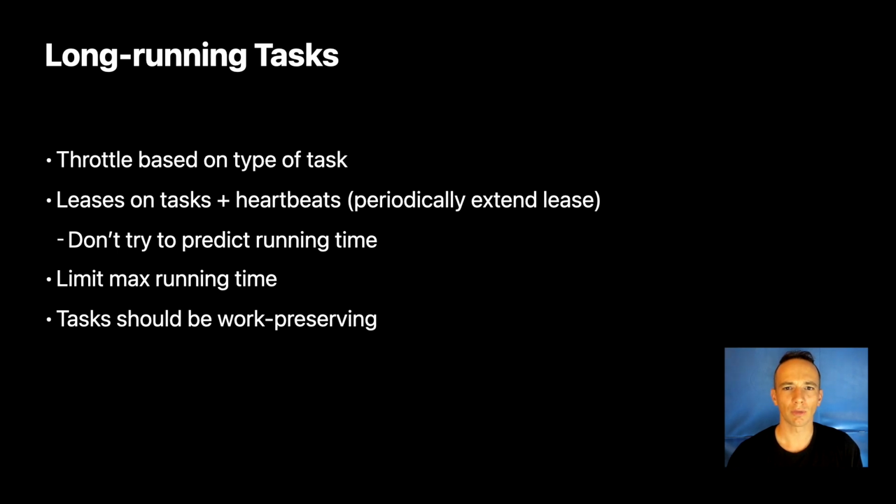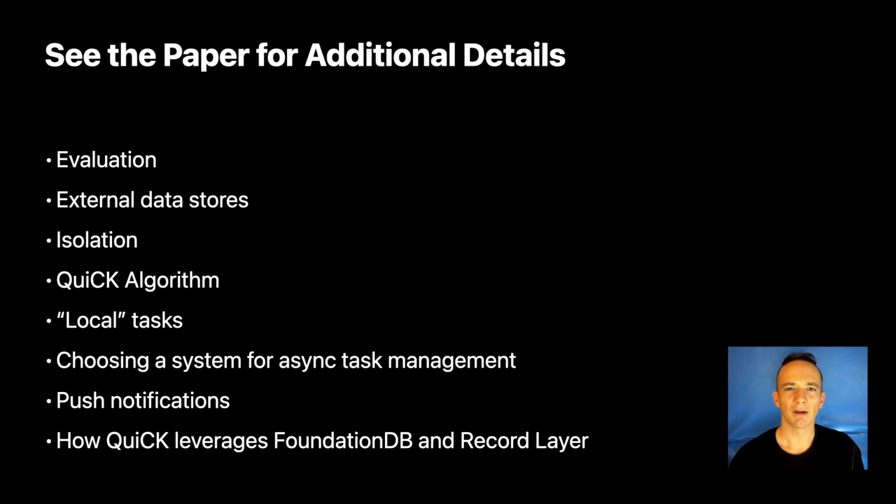We make sure that long-running tasks in our system are work-preserving, meaning that they can be killed and resumed without restarting the work from scratch. Finally, we use heartbeats to prevent duplicate execution of tasks. A worker tracks the status of its tasks and periodically extends the lease, which makes it unavailable to other workers. There are many more interesting details in the paper that we didn't cover here, and I encourage you to take a look.